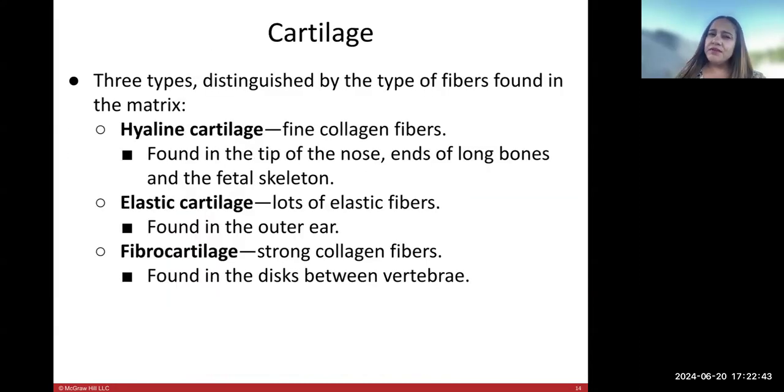The 3 types of cartilage are distinguished by the type of fibers found in the matrix. There's hyaline cartilage, which contains fine collagen fibers, found in the tip of the nose and the ends of long bones in the fetal skeleton. Elastic cartilage has lots of elastic fibers, found in the outer ear. And fibrocartilage has strong collagen fibers. These are found in the discs between our vertebrae. Our vertebrae have to hold us up every second of every day. Cartilage between those that cushions it needs to be a little bit stronger.